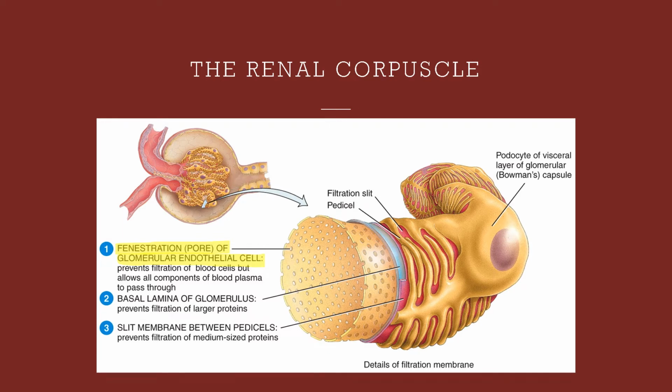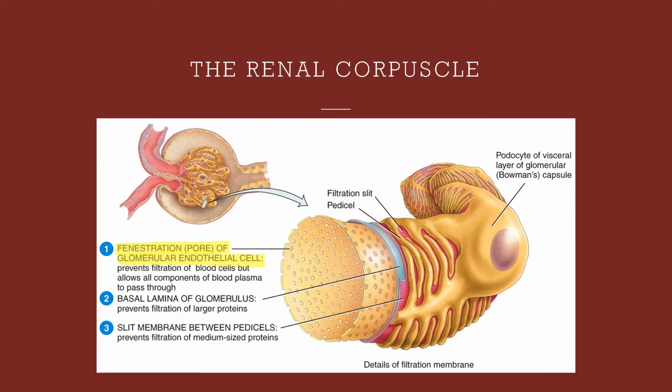Now located among the glomerular capillaries and in the cleft between the afferent and efferent arterioles are mesangial cells. These are going to be contractile cells that help to regulate glomerular filtration. We'll go a little bit into these mesangial cells a little bit later.